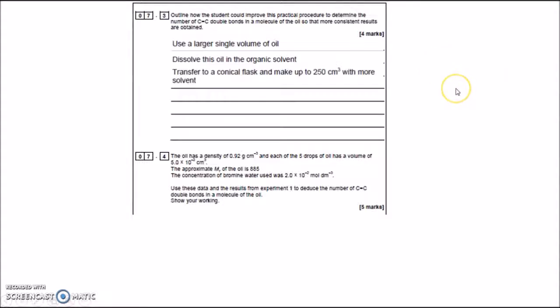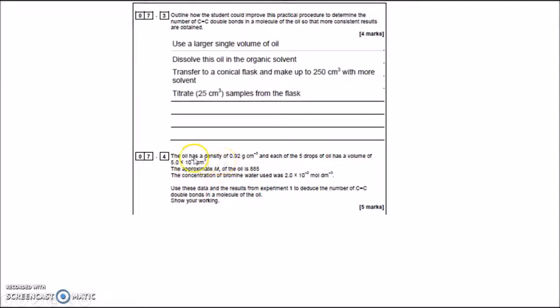You always make a batch of chemicals that you're going to use, and then you take 25 centimeters cubed samples for the flask. So more oil, 5 drops is not enough. Dissolve it in the organic solvent, make a batch up so it's all the same concentration, and you've made it up at the start at the right concentration. 250 centimeters cubed is a good amount to make as a batch, and titrate 25 centimeters cubed samples in the flask. That's a more acceptable volume to be titrating against.